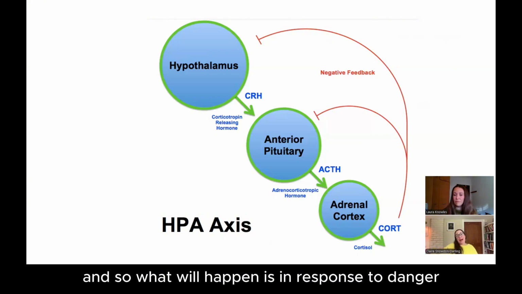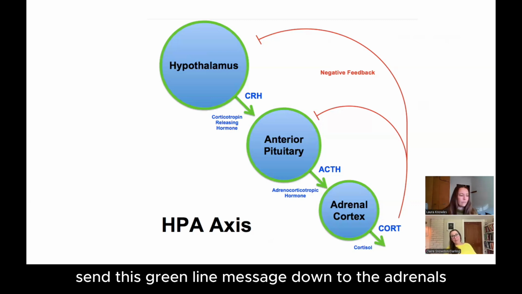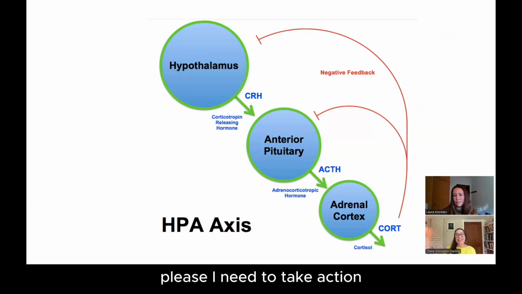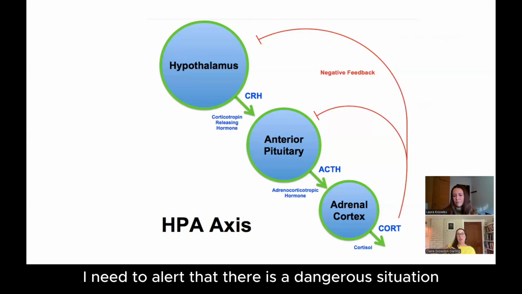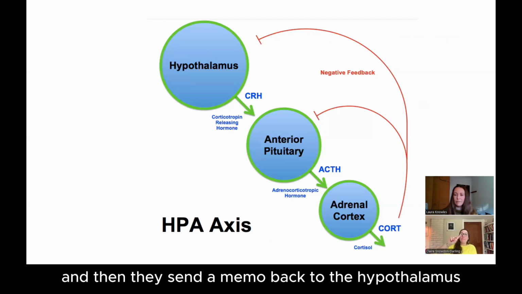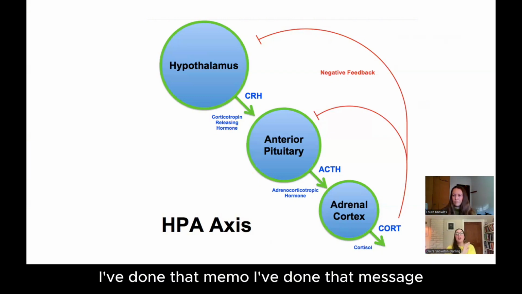And so what will happen is in response to danger, the hypothalamus and the pituitary send this green line message down to the adrenals that say, can you make the stress hormone cortisol, please? I need to take action. I need to alert that there is a dangerous situation. So the adrenals will make the cortisol and then they send a memo back to the hypothalamus and to the pituitary. This comes in the bloodstream that says, done. I've done that message. Stop sending me messages because I'm done.